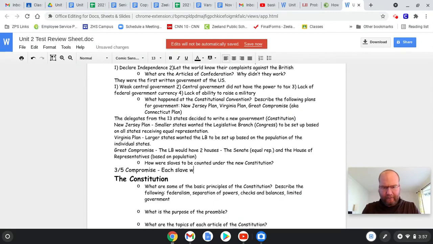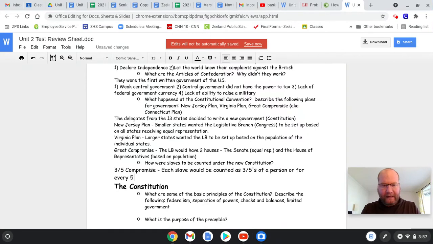Each slave would be counted as 3/5 of a person, or for every 5 slaves that a state had, they could count 3 towards their population.